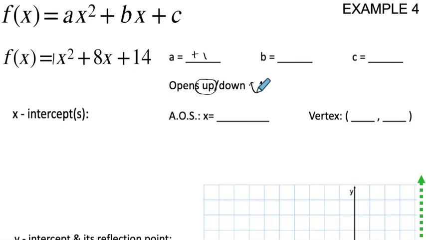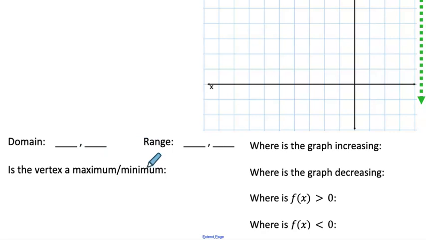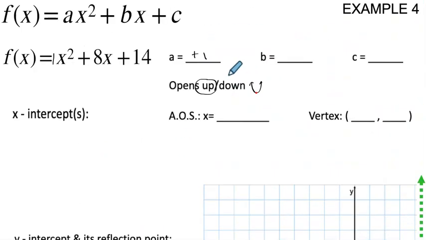If it opens up, then the bottom of the graph is going to be the vertex. That means I'm going to have a minimum at the vertex. So you get all that from your a value. If a is positive, the graph opens up, which means the vertex will be a minimum, its lowest point on the graph.